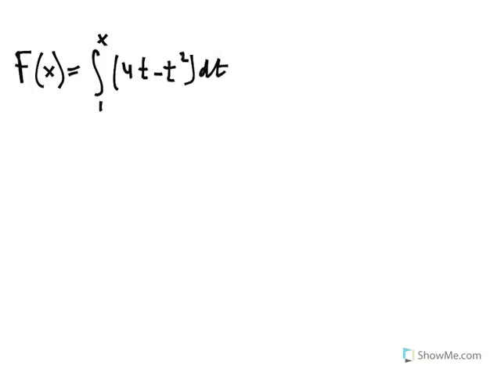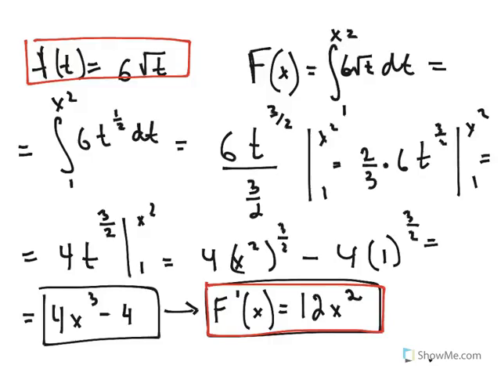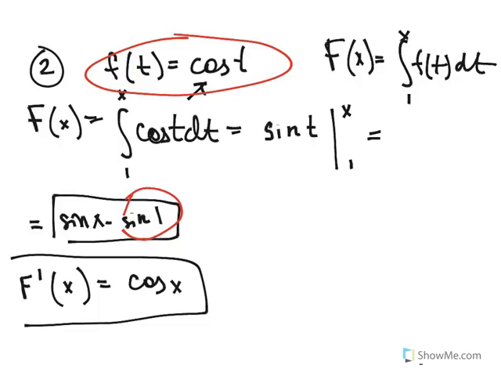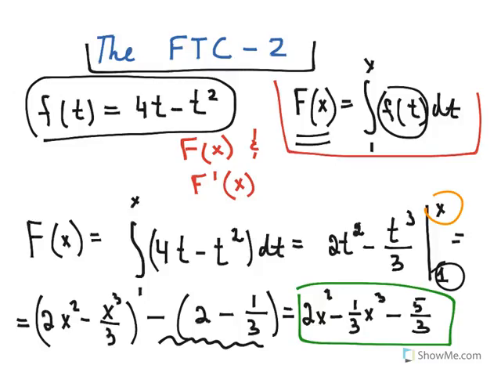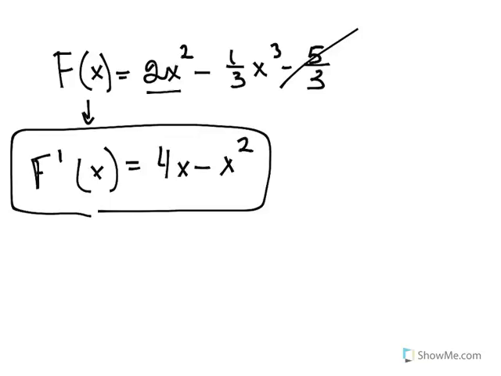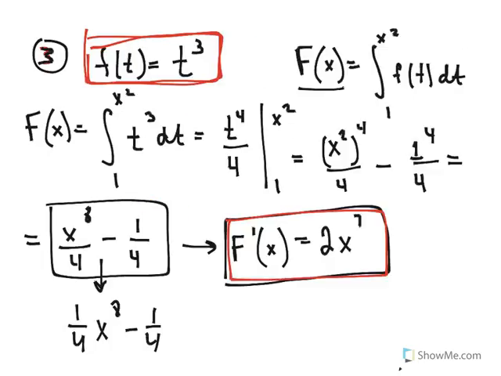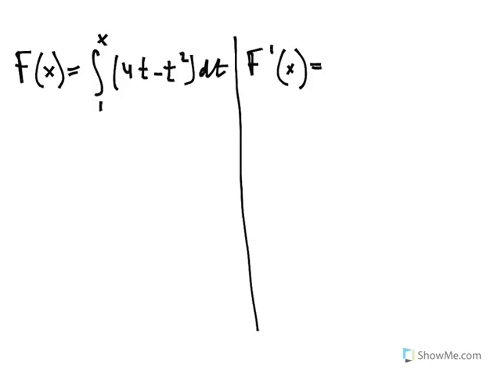Now, remember from that first page, we found the derivative. And we got, let me go back to check. Is that the function we had? Yes, 4t minus t squared. And then we found the derivative, and we got 4x minus x squared. So that's what I'm going to put here, in the second column, 4x minus x squared.